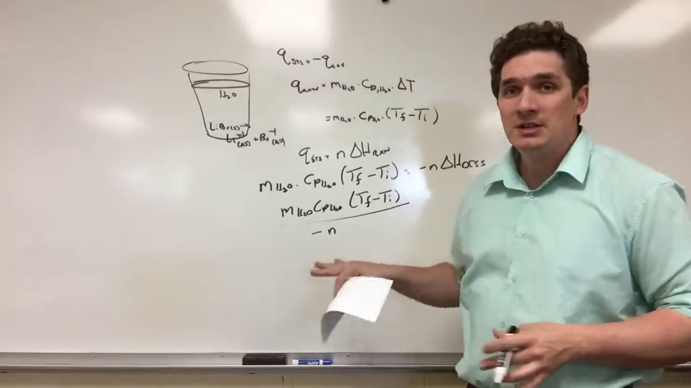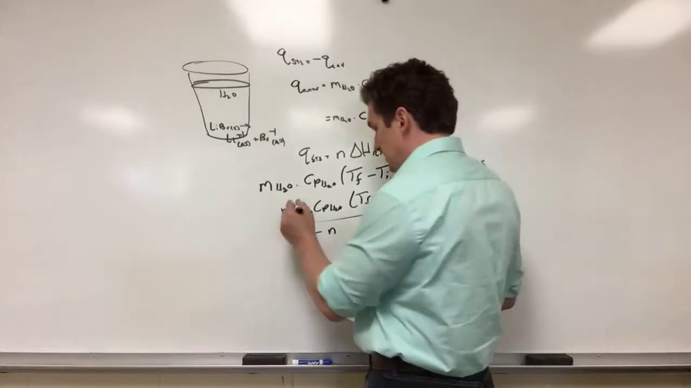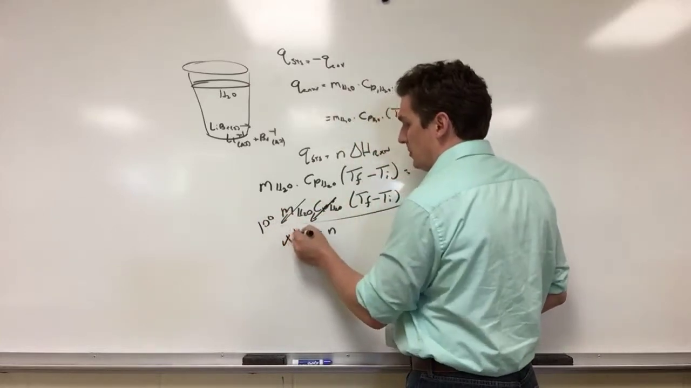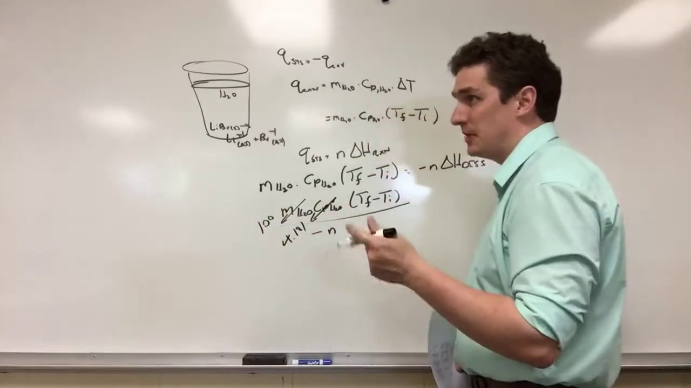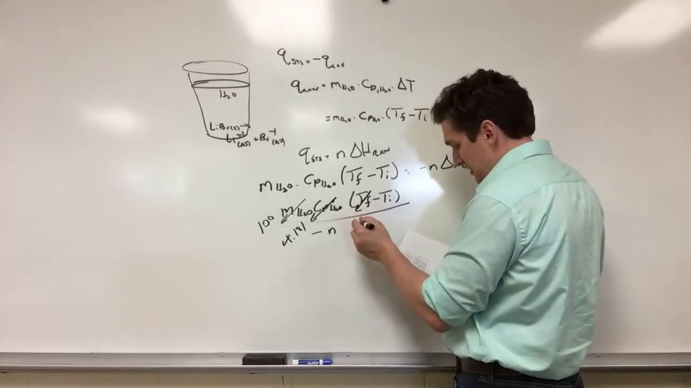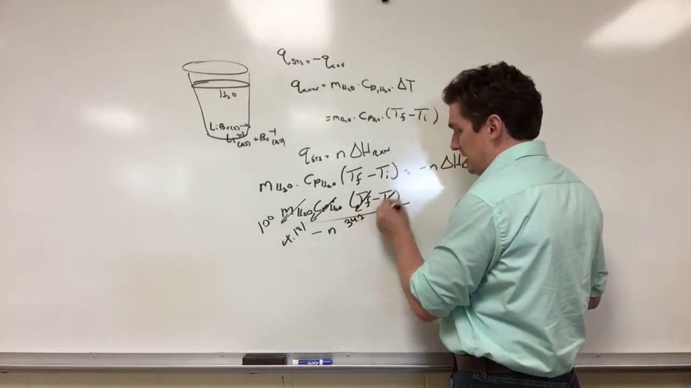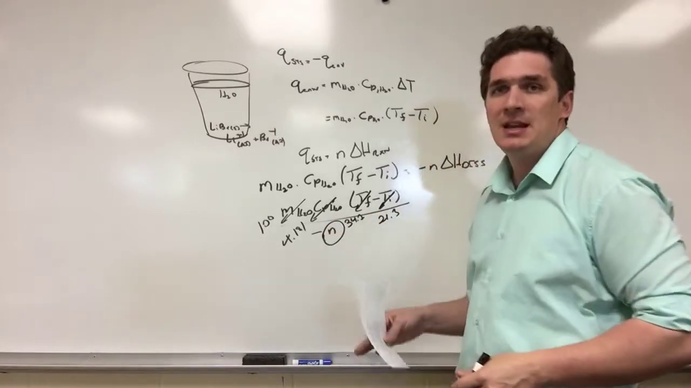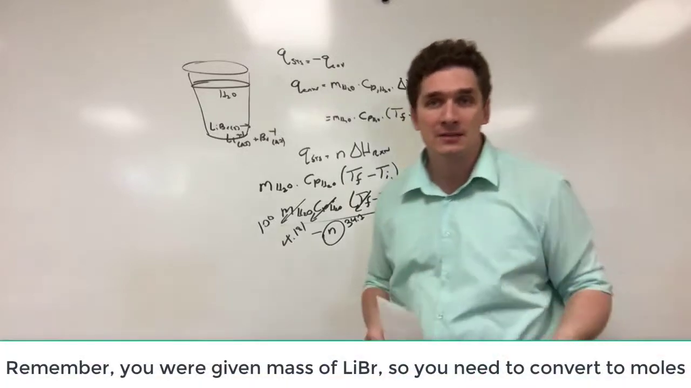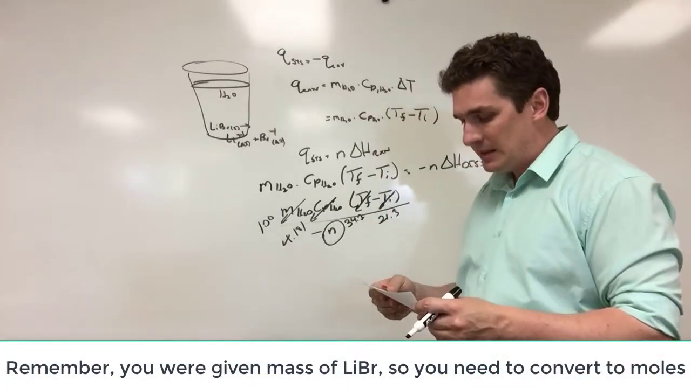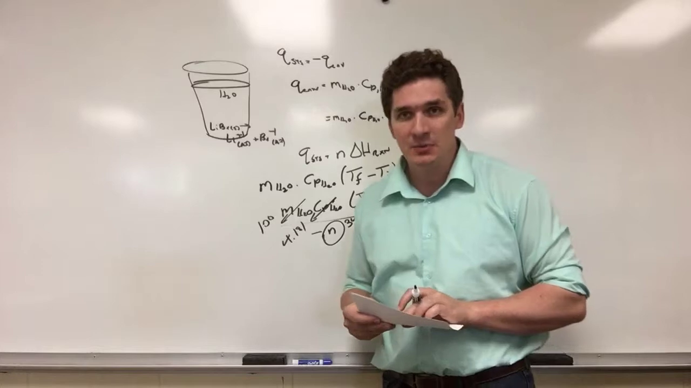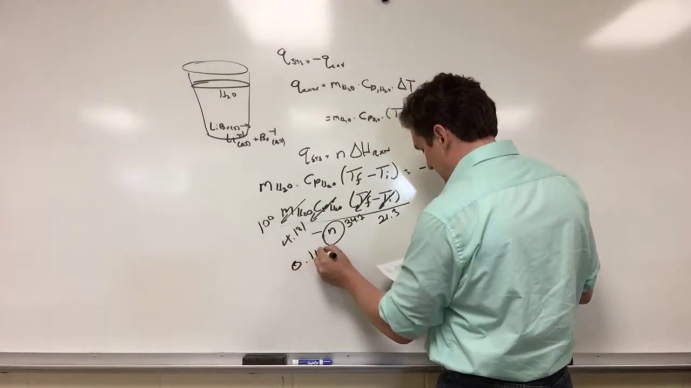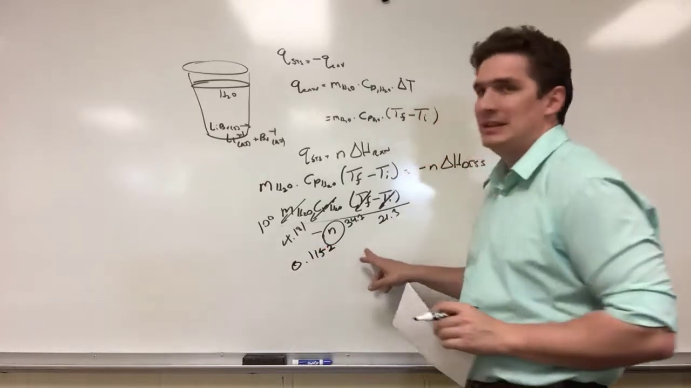But from here, we can just plug in numbers. The mass of the water here is 100 grams. The CP of water is 4.181 joules per gram per degree C. The final temperature here is 34.7 degrees C. Initial temperature is 21.3. As for the moles, this n number is going to come from that 10 grams, but we have to convert to moles. Lithium bromide has a molecular weight of 86.84 grams per mole. If we convert that to moles, we have 0.1152 moles of lithium bromide.